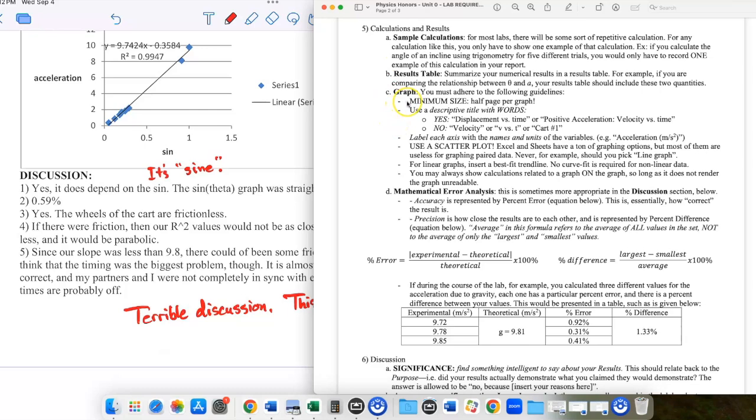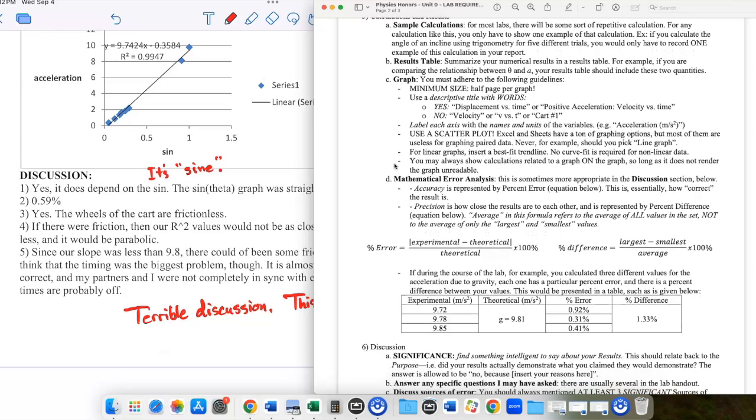Requirements for graphs: minimum of a half page. The title has to use words, and it needs to be fully descriptive so I could tell what it is. Just "velocity" is not really a title. Axes should have names in words and with units. Almost always you're going to do a scatter plot for this class. And if it's a linear graph, it's got to have a trend line. You may show calculations on a graph if they are related to that graph, but the graph still has to be readable when you're done.